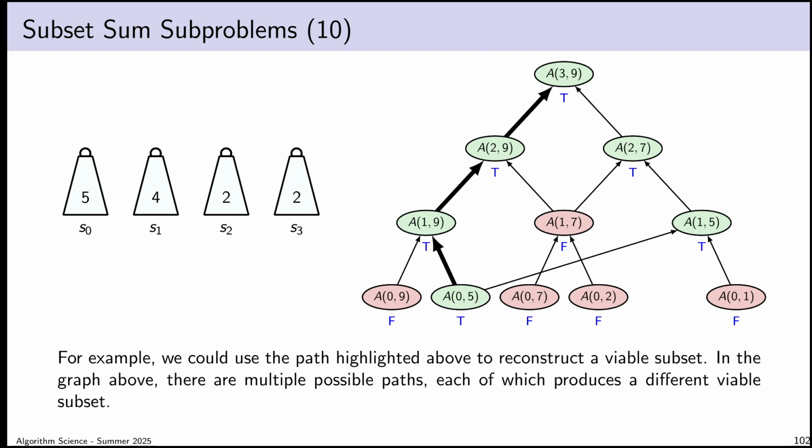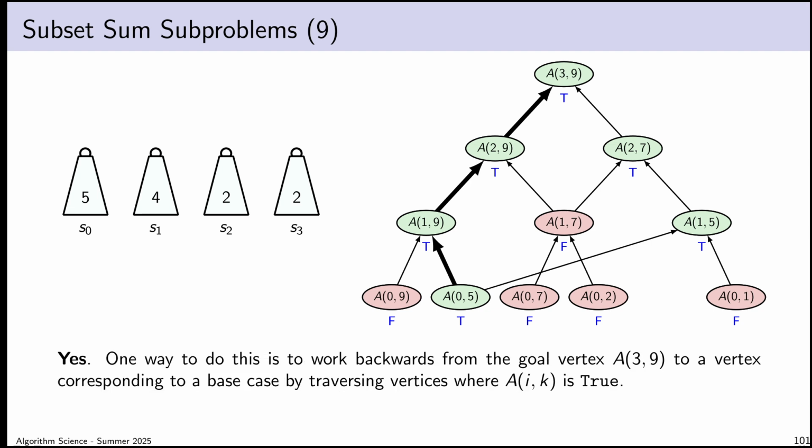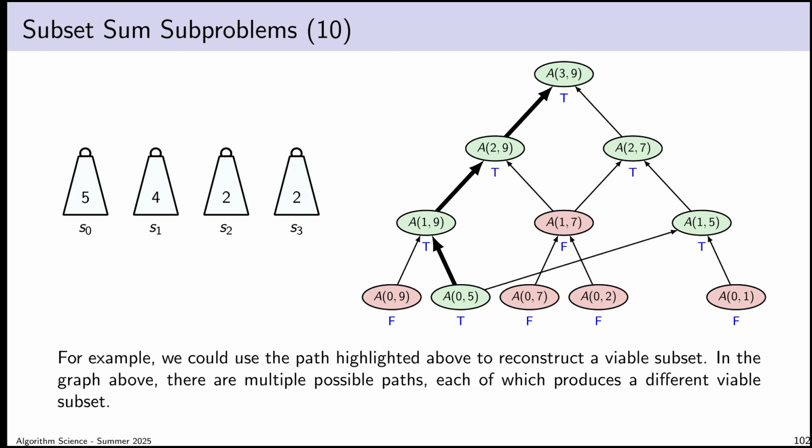So I could use this path. Now you'll observe that there actually is another path here. So I could also do a path like this one. And it'll be an exercise later to use the same logic I'm going to use to find the subset that corresponds to this path. Okay, so in the event that there are multiple possible paths, that means that there might be multiple subsets, and each of the paths you could take will produce a viable subset.